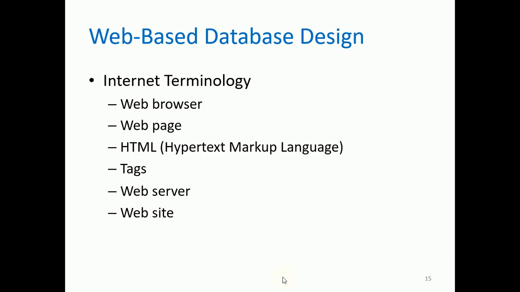Okay, so we have the internet terminologies as a review. The term web browser is a software application for accessing information on the World Wide Web. Of course, the popular web browsers are Google Chrome, Mozilla Firefox, Microsoft Edge, or any other web browsers found in your smartphones. That is already a web browser.